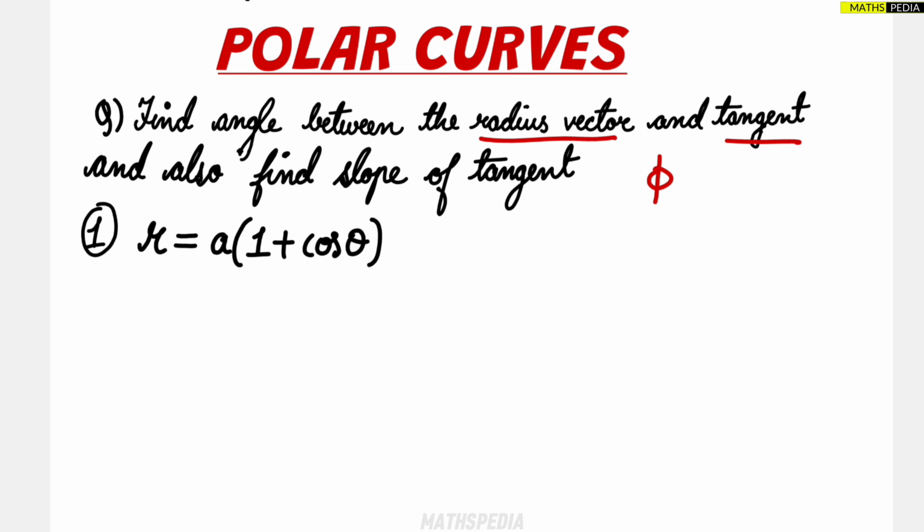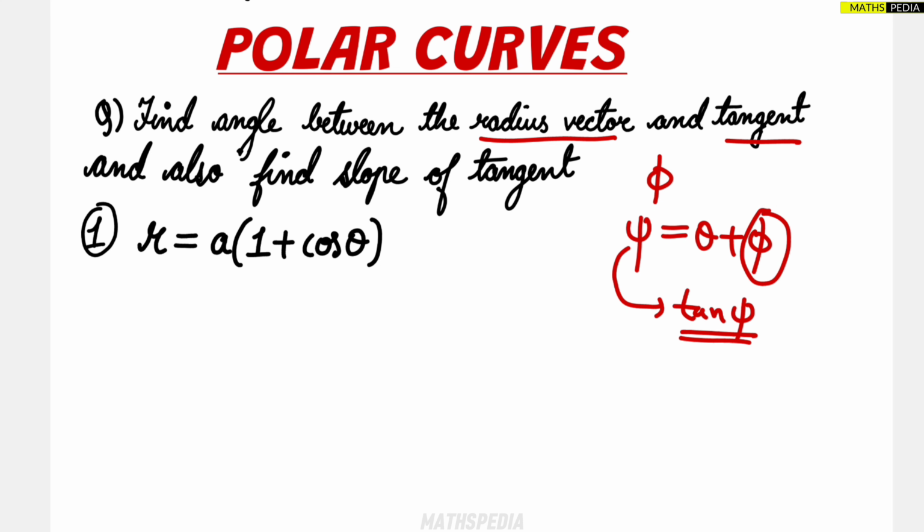Then we'll find out what? Psi value. Psi is the angle. That psi value will be given as what? Theta plus phi, right? So after getting psi value, we can find tan psi, which will give you the slope of the tangent. So slope of the tangent is given by tan psi. In order to find tan psi, we have to first get the value of phi plus theta. Simple concept.